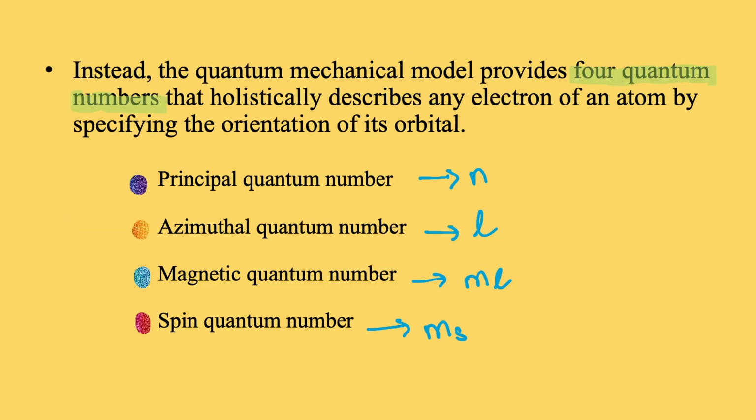Instead, the quantum mechanical model provides 4 quantum numbers that holistically describe any electron in a given atom by specifying the orientation of its orbital. These numbers are as follows: principal quantum number, azimuthal quantum number, magnetic quantum number, and the spin quantum number.